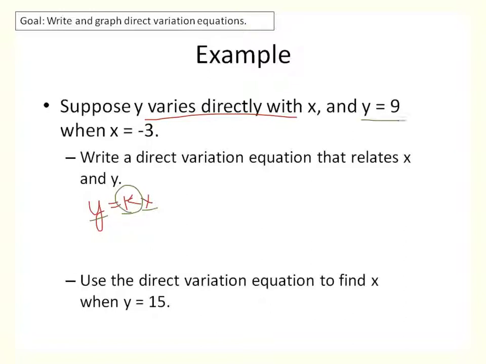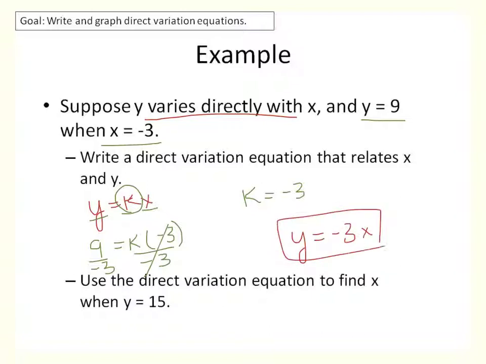So y equals 9 when x equals negative 3. Here's what you do. Y is 9, k is k, x is negative 3. You need to solve this for k. So let's divide both sides by negative 3. Those cancel. K equals negative 3, because that's what 9 divided by negative 3 is. So my equation is y equals negative 3x. So here's what I did. I plugged in what I knew so that I could find k so that I could write my equation.